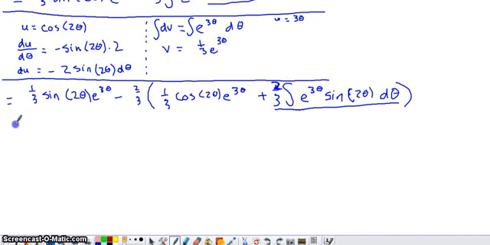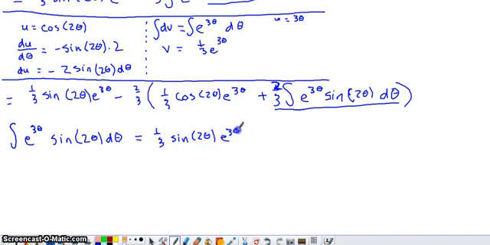I'm going to write out a new line that says straight across the original integral, which I just scrolled down from the top of the screen. We looked at it a minute ago. It was e to the 3 theta times sine of 2 theta d theta. That has to equal this. So I'm going to write this out as 1/3 sine of 2 theta e to the 3 theta.